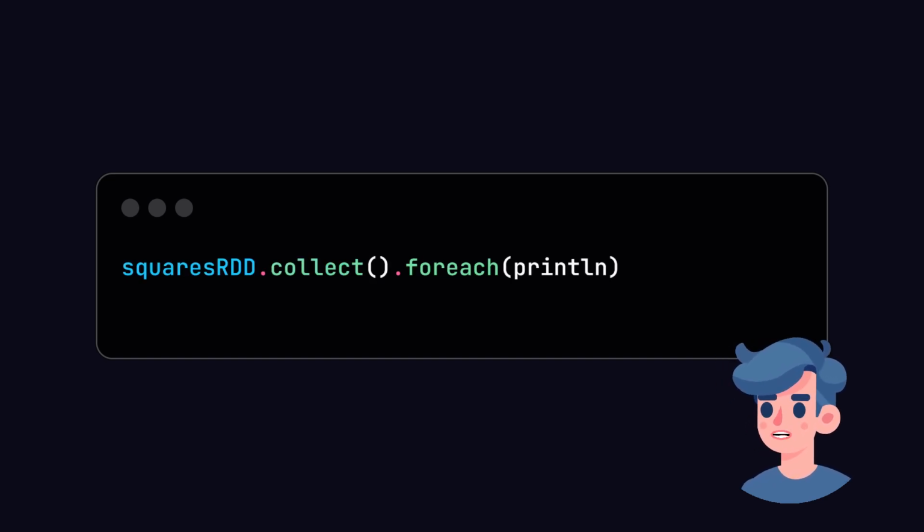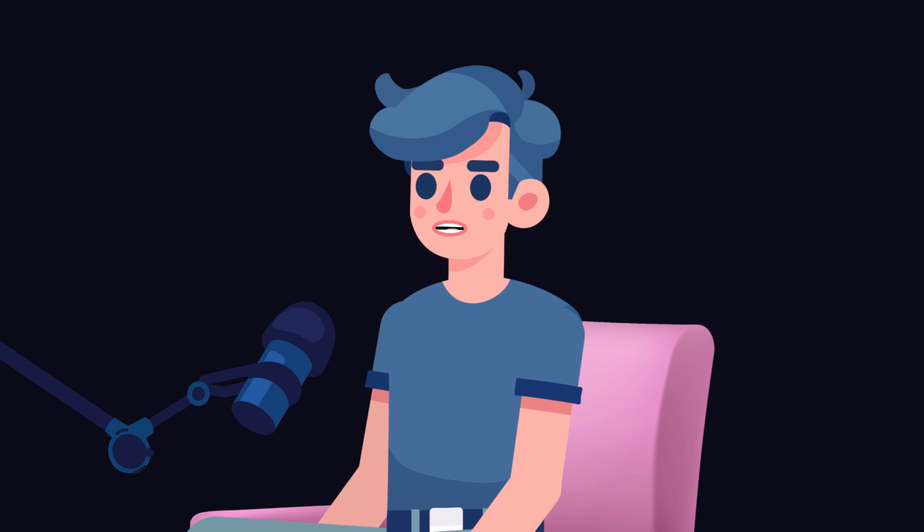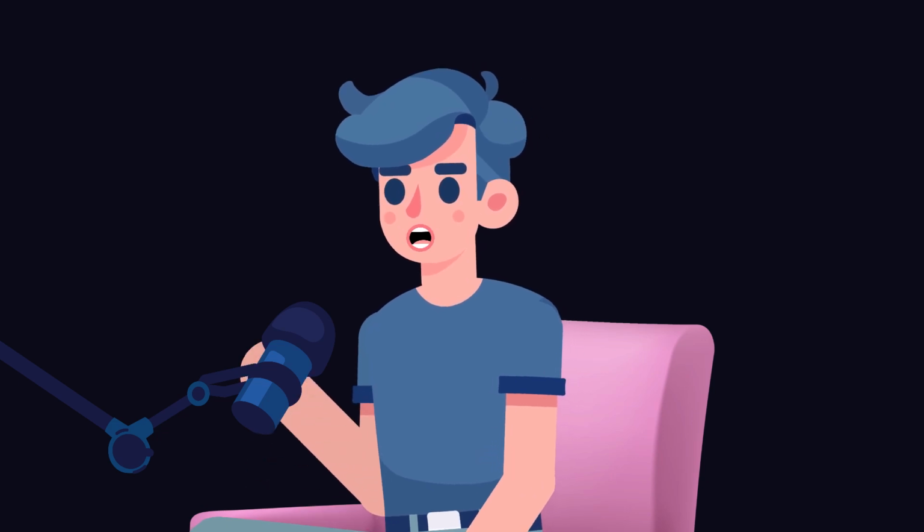Now, let's view the result of our transformation. We can use the collect action to retrieve the data from the RDD. The map operation has returned a new RDD that contains the squares of our original numbers. Let's examine that output. Next, let's discuss some of the most common transformations and actions in Spark.